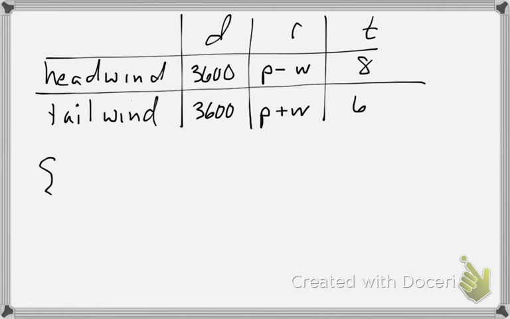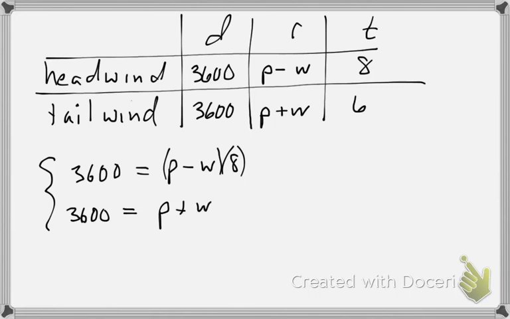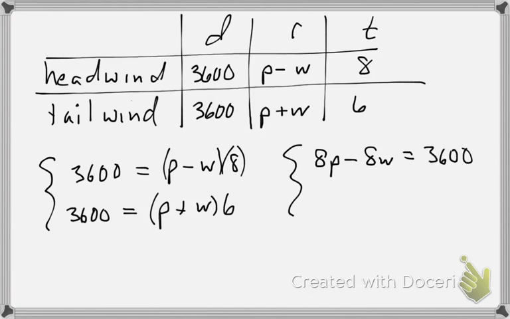Let's put some equations together. Go digging in the dirt. 3,600 should be P minus W times 8. And 3,600 should be P plus W times 6. Distance equals rate times time, literally. So if I put this in standard form, that means 8P minus 8W equals 3,600. And it means 6P plus 6W equals 3,600.